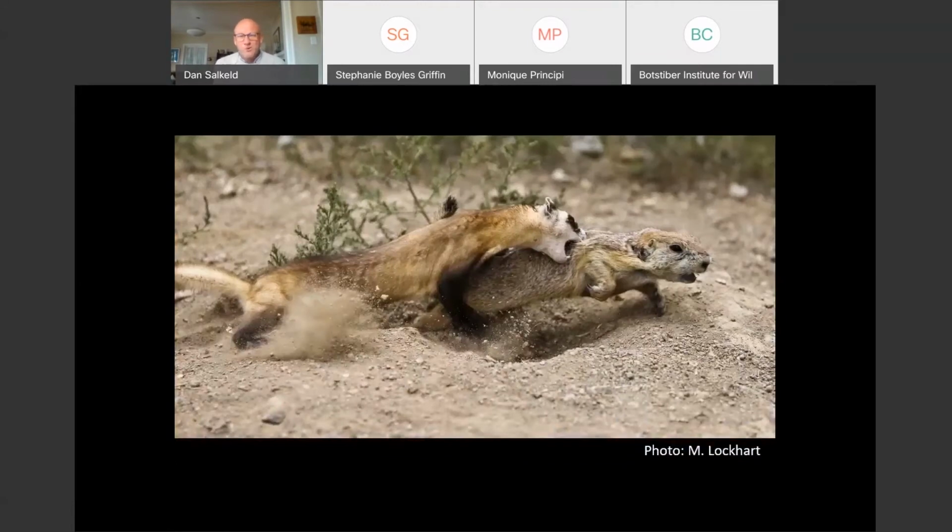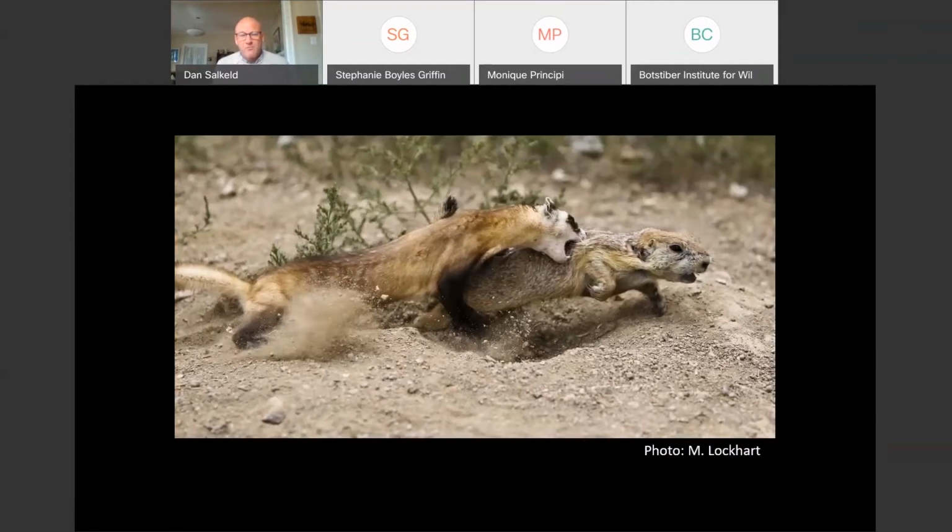One of the most important and charismatic is the black-footed ferret. So this is a black-footed ferret preying upon a black-tailed prairie dog. The prairie dogs are actually a little heavier than the black-footed ferret itself. But these are near obligate predators of prairie dogs. And so without prairie dogs, you cannot have persistence of black-footed ferrets.